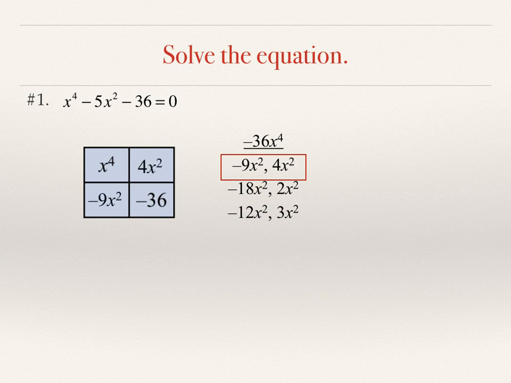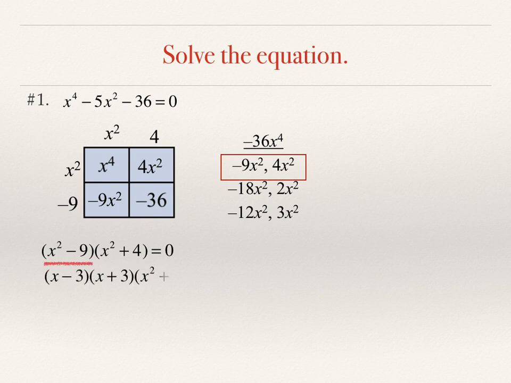factor out of the top row the greatest common factor of x squared. And x squared times x squared is x to the fourth. X squared times 4 is 4x squared. X squared times negative 9 is negative 9x squared, and just to check, negative 9 times 4 is negative 36. So I have factored the trinomial into the product of two binomials. The first binomial will factor as the difference of perfect squares.